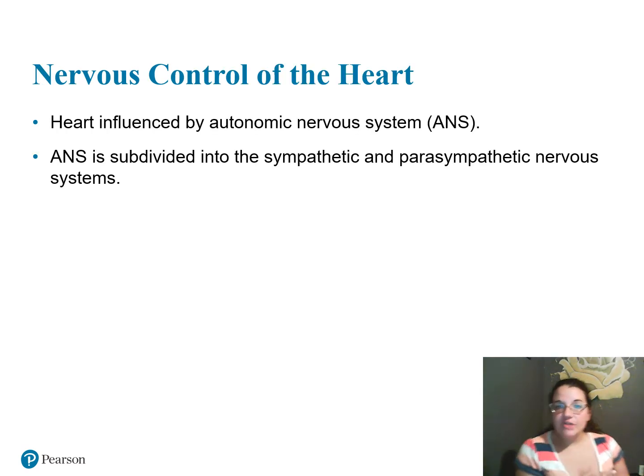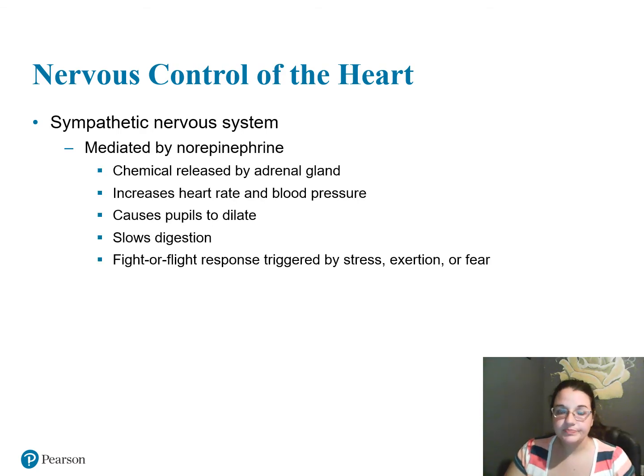So, the nervous control of the heart. Your heart is influenced by an autonomic nervous system. In other words, it automatically controls your nervous system. You're not telling your nerves what to do. The ANS is subdivided into a sympathetic and a parasympathetic nervous system. Your sympathetic nervous system is mediated by norepinephrine.